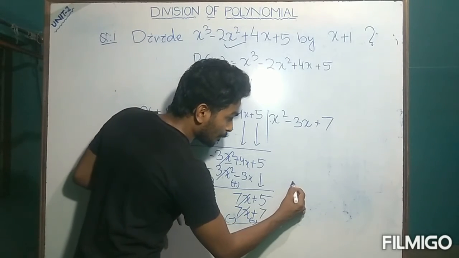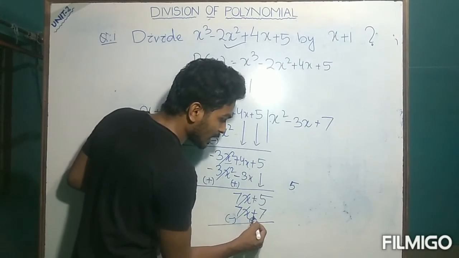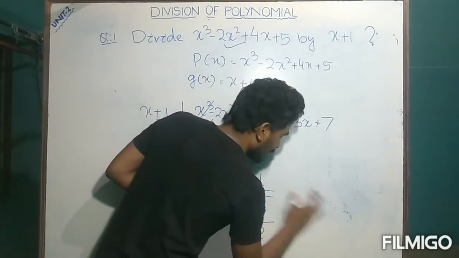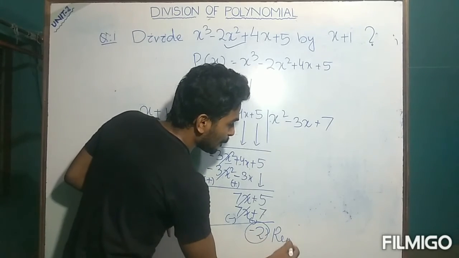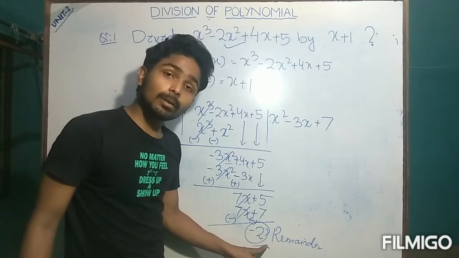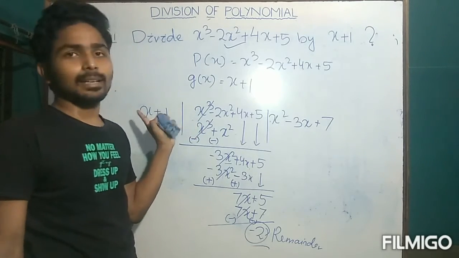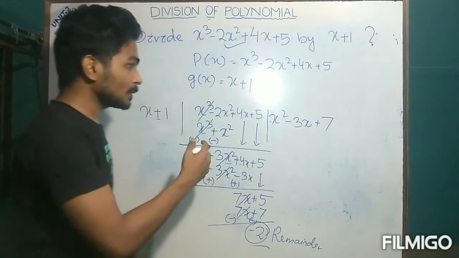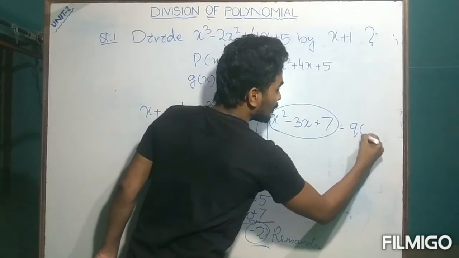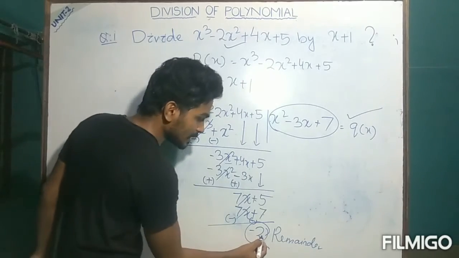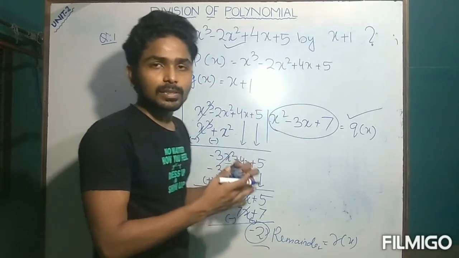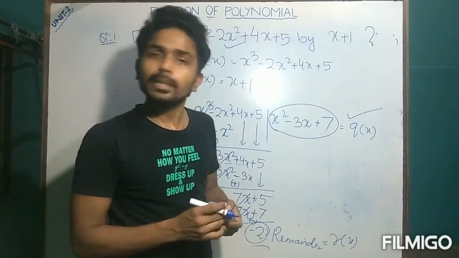It is plus 5 and minus 7. Okay, not plus 7, minus 7. 5 minus 7 will be minus 3. Okay, this is your remainder. And you stop performing the division. Why? Here the power of the remainder will be 0, but here the power of the divisor will be 1. So, stop the division here. So, you get, this is your quotient, that is q of x. Here, this is your remainder, that is r of x. Okay. So this is the procedure you have to follow and carry out the division.